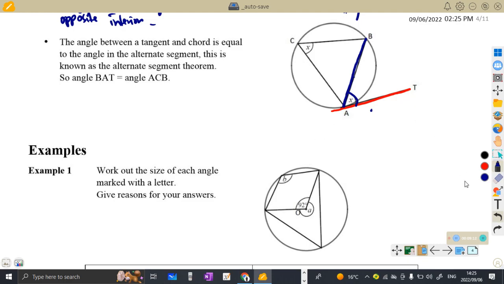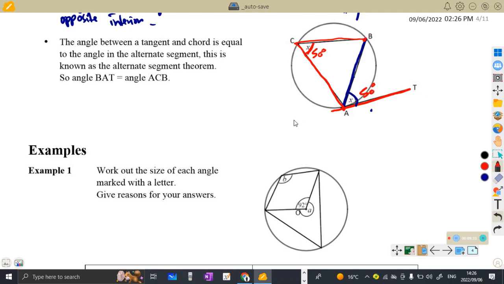So how are you going to note the angle that it is equal to? You just hold this chord A and B. This is your chord, okay? Where this chord creates an angle at the circumference, that is the angle that you are referring to. So you are referring to this X here. So if this is 50 degrees, it means also this is 50 degrees.